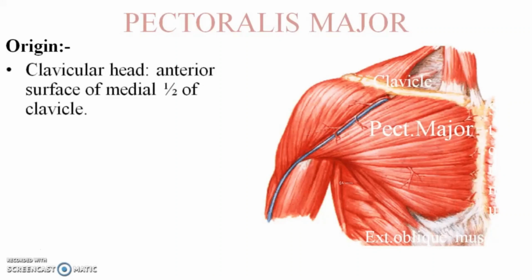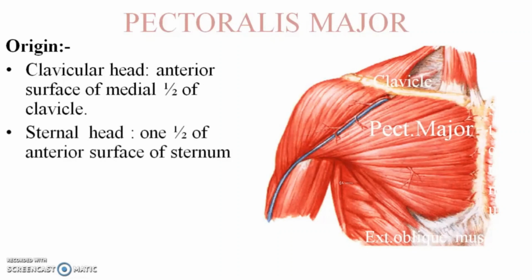So it is first taking origin from the clavicular head, that is the anterior surface of the medial one-half of the clavicle. So the medial half of the clavicle's anterior surface gives origin for the pectoralis major muscle. Then we will be having the sternal head, from the sternum's anterior surface, one half of the anterior surface of the sternum giving origin for this pectoralis major.